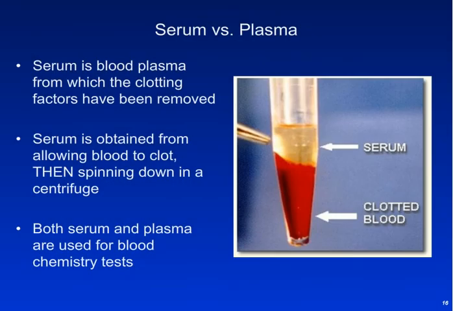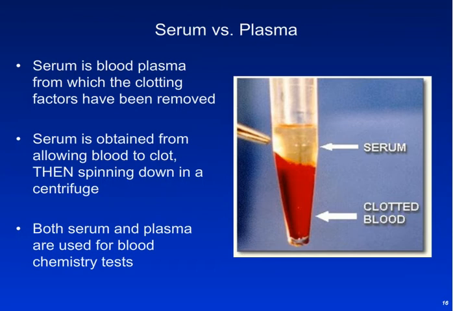While we're talking about plasma, we should also talk about the difference between serum and plasma. So if we spin down blood without letting it clot, the clear stuff over top of that is called plasma. On the other hand, if we let the blood clot first and then spin it down, maybe 10 or 15 minutes later, what we get is serum. So serum is simply blood plasma with the clotting factors, fibrin, fibrinogen, removed.